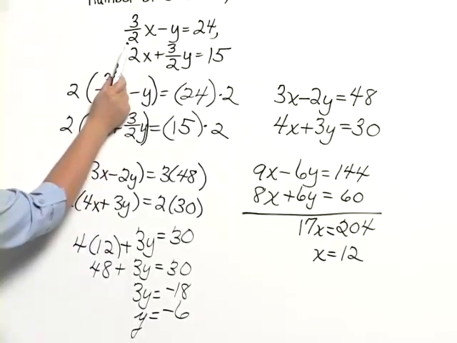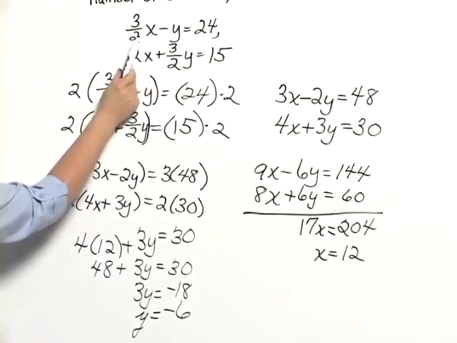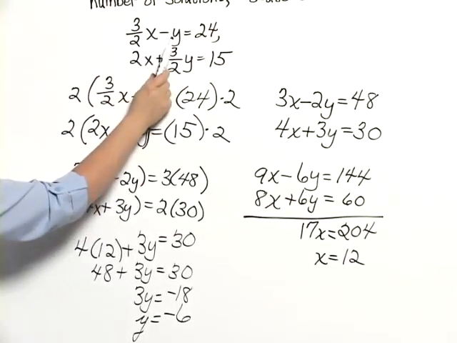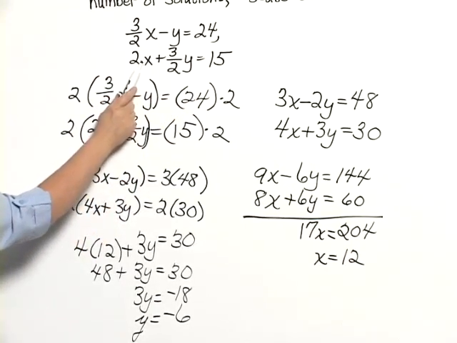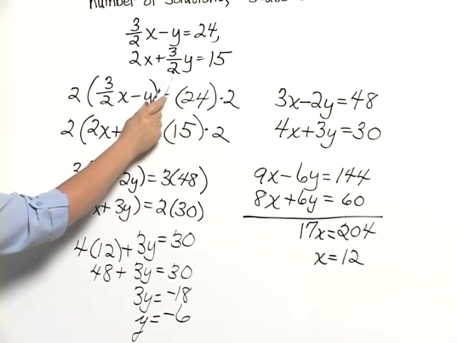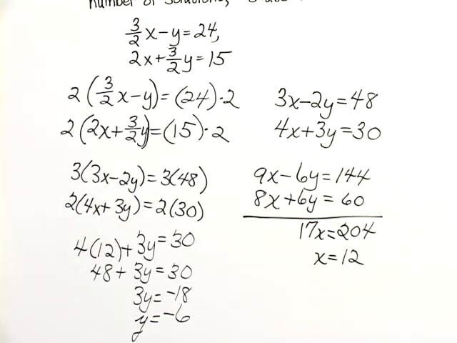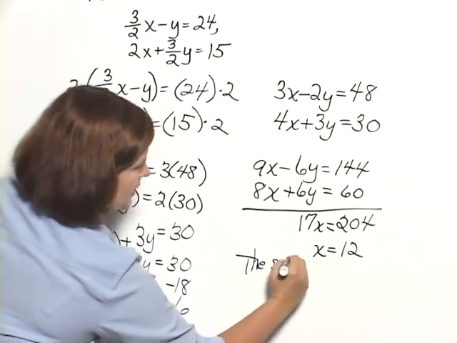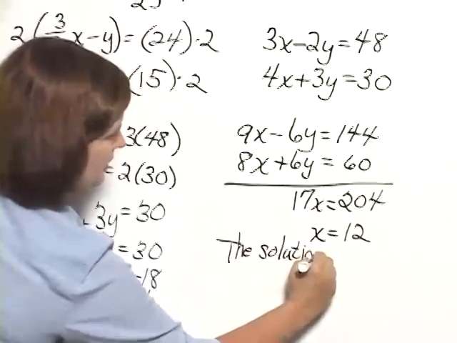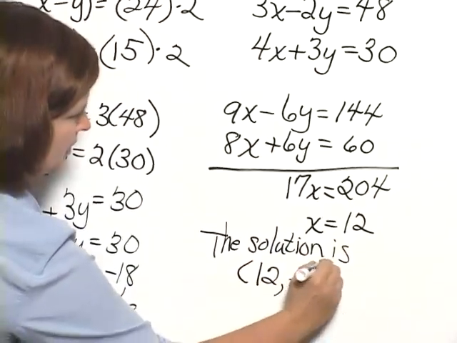Substituting, I would have 3/2 times 12, which would give me 18, minus a negative 6, that gives me 24. 2 times 12 is 24. Plus 3/2 times negative 6 gives me a negative 9. 24 minus 9 is 15. Both of them check. So I state my solution as an ordered pair. The solution is, and I write the x first, 12, -6.